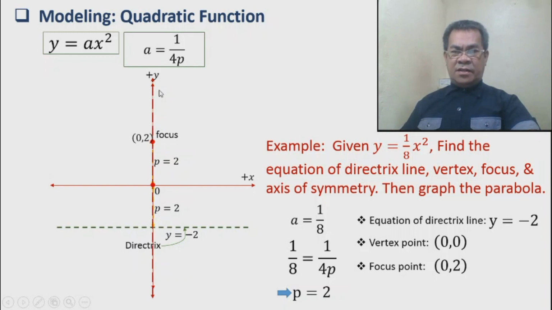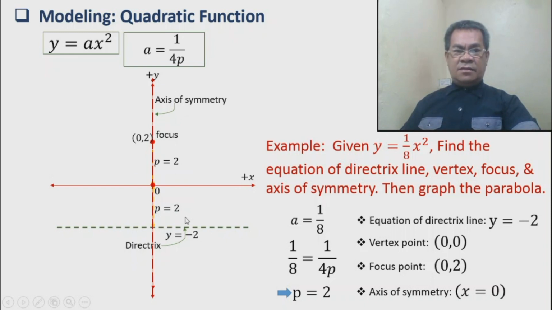So therefore, this has the equation of x is equal to 0. It is a vertical line that passes through the origin, and it has an equation of x is equal to 0. Okay? So then, this is the axis of symmetry.